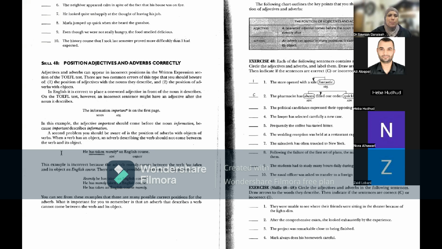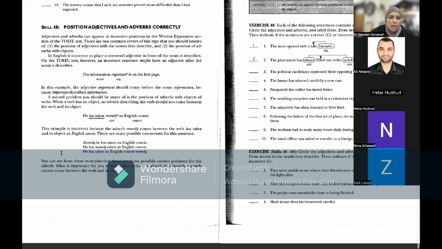Look at this example. From this example, we generalize, okay, guys? "He has taken recently an English course." Of course, we have talked about this, okay? We said that this is an adverb, okay? And this sentence has a subject, he, and a verb, a present perfect verb, he has taken. Taken what? An English course. This is the object, right?